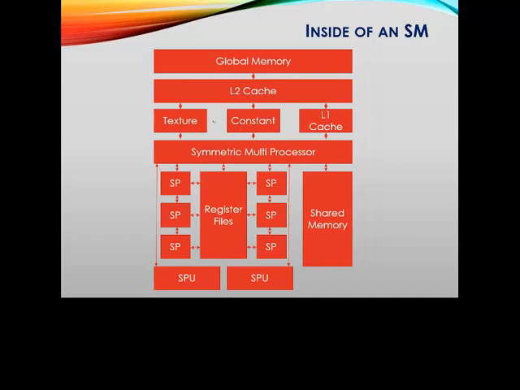Each streaming multiprocessor will have a texture memory and a constant memory. As we talked about earlier, texture and constant memory are effectively read-only memory units that are views of the global memory. These are the memory units created within your streaming multiprocessors specifically to target certain aspects.